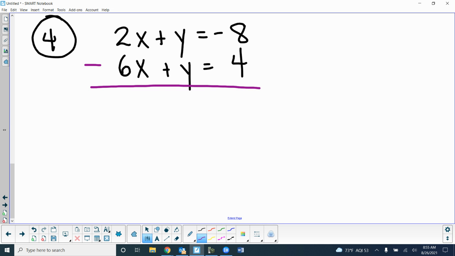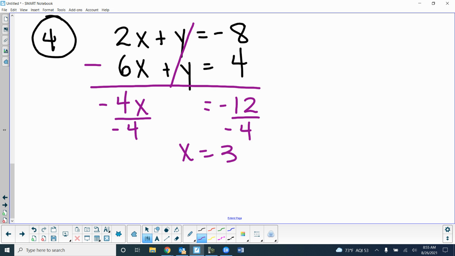equations. So 2x minus 6x is a negative 4x. And 1y minus 1y cancel. They're eliminated. That's why it's called elimination. Negative 8 minus 4 is a negative 12. Now remember, this is negative 8 minus 4. Okay? Not negative 8 plus 4. And then divide both sides by negative 4. And we get x equals 3.